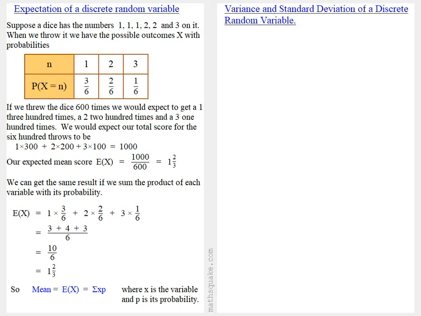The variance and standard deviation of a discrete random variable. We can use the variance and standard deviation of a discrete random variable as a measure of its spread.